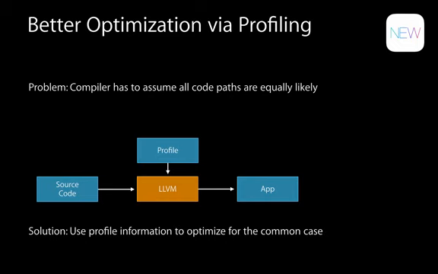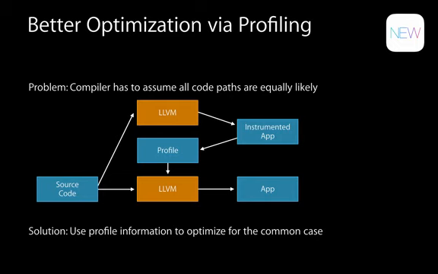You may be wondering, how do I get a profile like that? Again, we can use the compiler here to generate a special instrumented app that, as it runs, is going to count how many times each statement executes. And then when your app finishes with this special instrumented version, it will write out that profile, which we can then use for PGO.